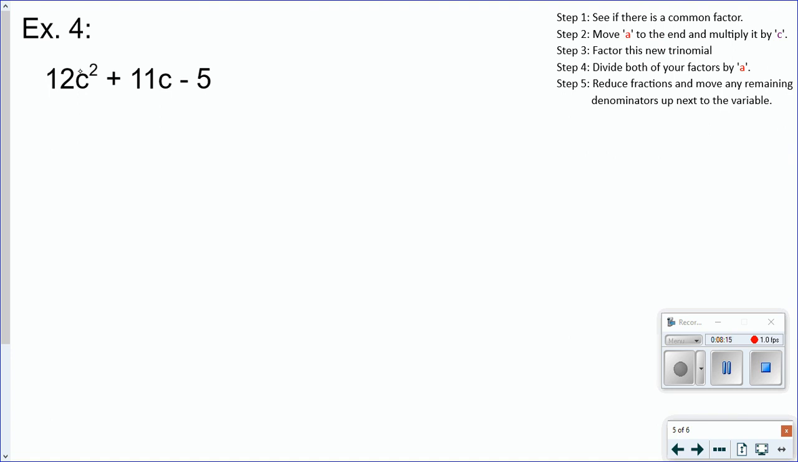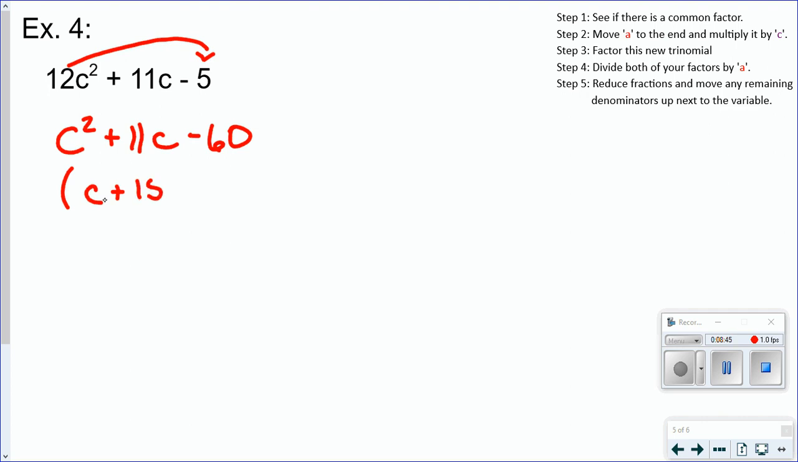So I'm going to multiply 12 times 5. So that gives me c squared plus 11c minus 60. So it multiplies to a negative, adds to a positive. So they have different signs. So how about positive 15 and negative 4? That would work, right? So that gives us c plus 15 times c minus 4.